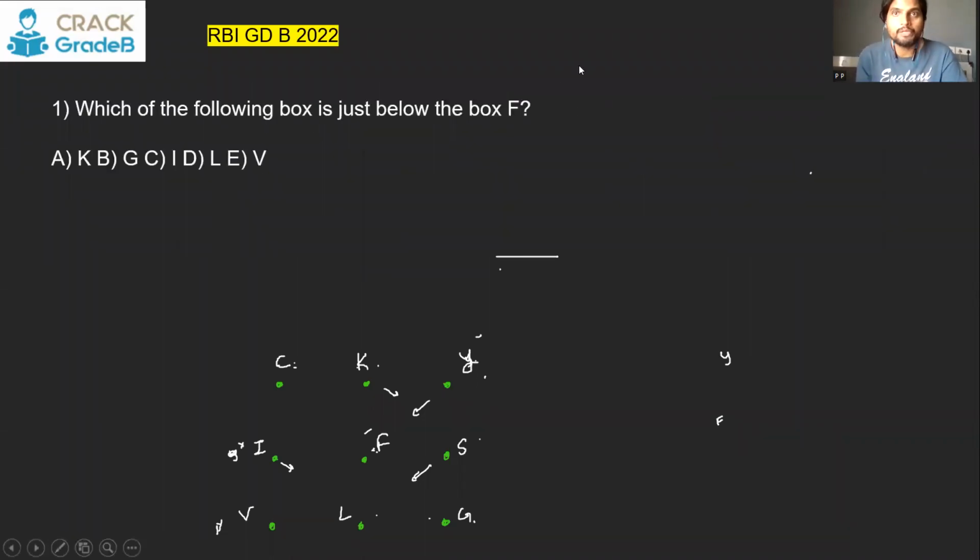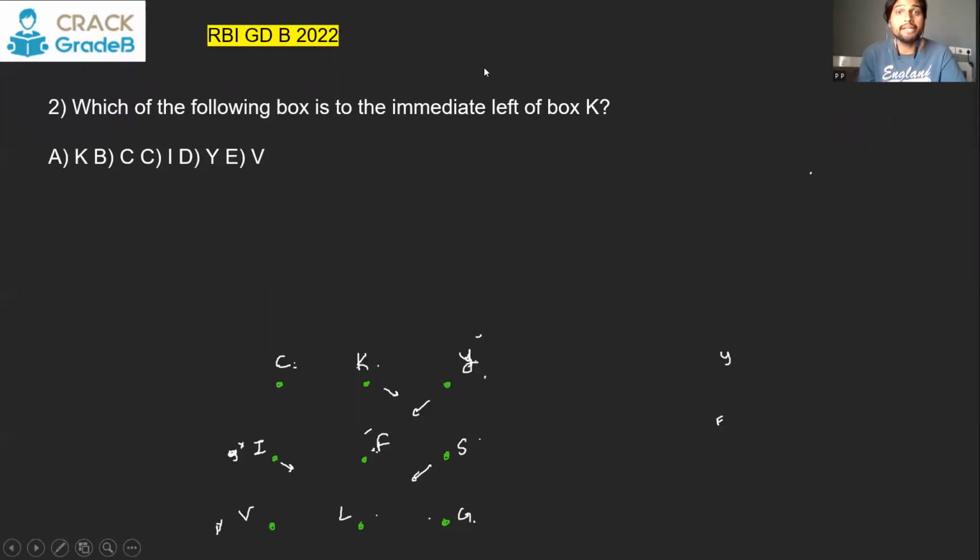Which box is just below F? That is going to be L, option number D. Next. Which of the following boxes is immediate left of K? Immediate left of K is C, option number B.